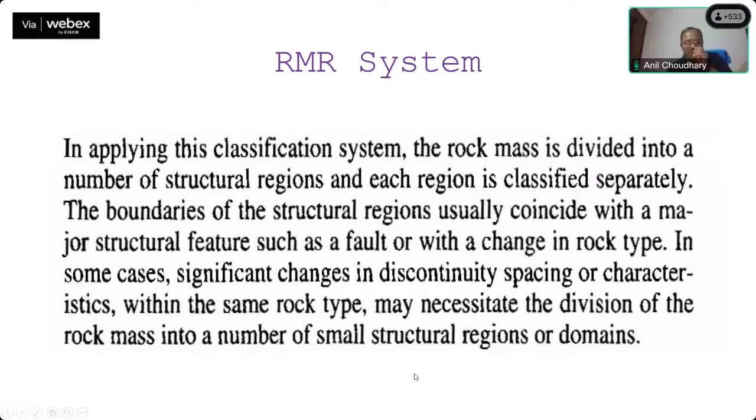Okay. Now, as I mentioned, we are dividing this rock mass into different regions, and then the different regions are classified as per the RMR system. Next one, let's go.